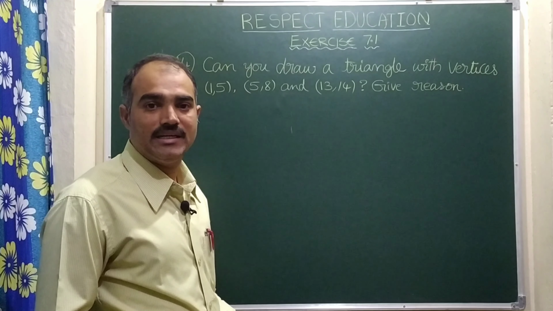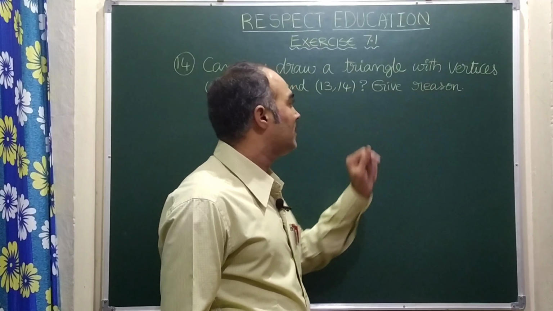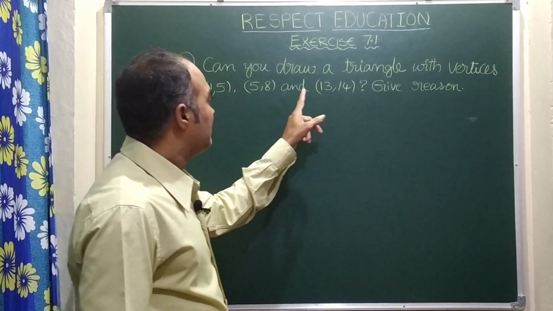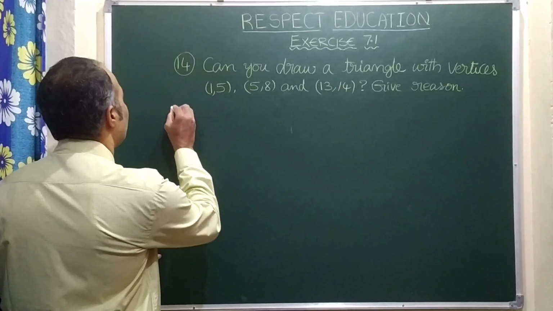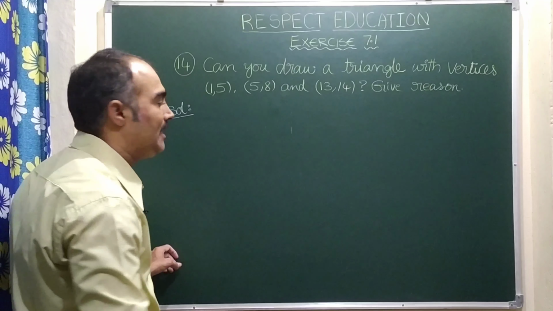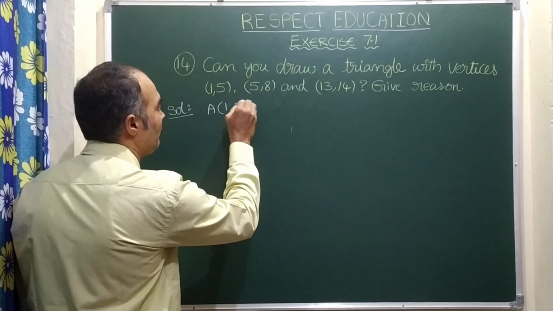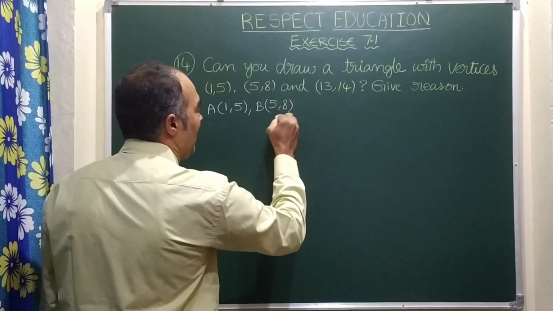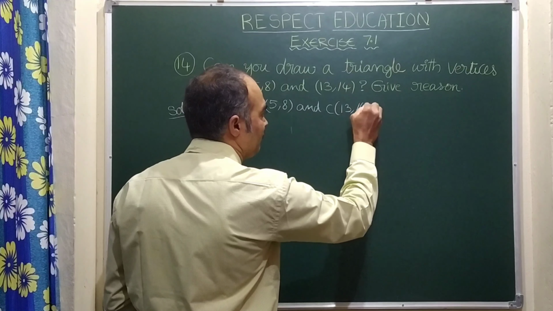Now let us see the next question, that is question number 14. Can you draw a triangle with vertices (1, 5), (5, 8) and (13, 14)? Give reasons. So here, first let us consider the given points as A, the first one (1, 5), B, the second one (5, 8), and C, the third one (13, 14).